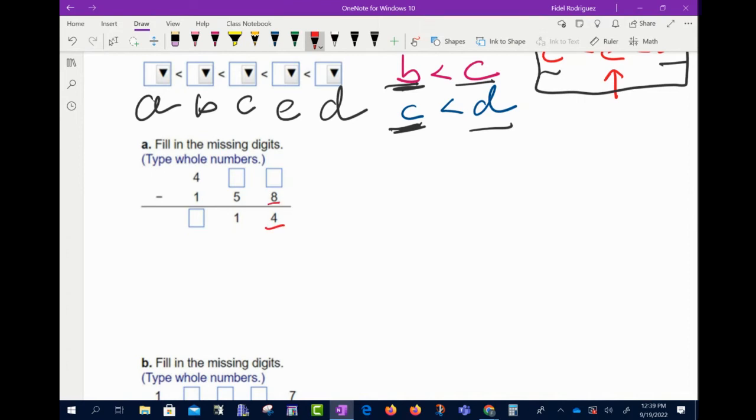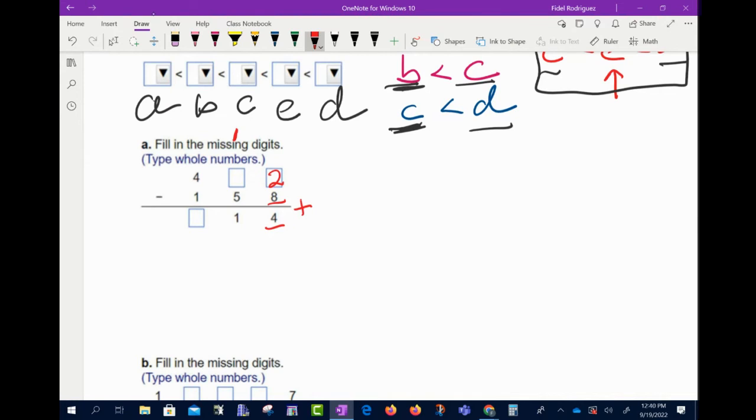If I were to take 4 plus 8, if I add those numbers together, that should tell me the number that I can start writing. Anybody know what's 4 plus 8? 12. So look, I'm going to put my 2 here. Y'all, I'm going to carry that 1 right up there. Okay.